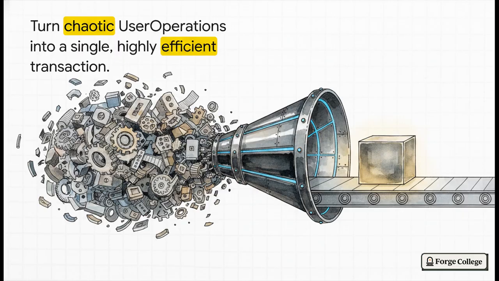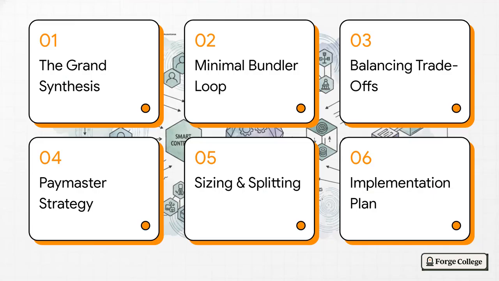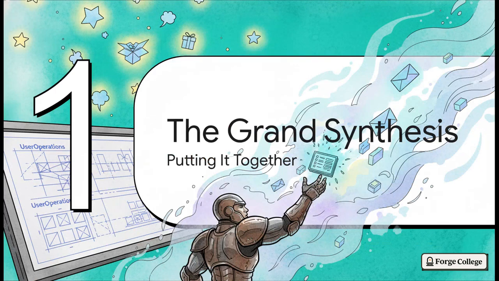We need to take this utter chaos of raw incoming user operations and funnel them into a sleek, incredibly cost-efficient machine. It's all about turning a messy backlog into a beautifully orchestrated, single on-chain submission. And here is our schematic for today. We're going to cover the grand synthesis, the minimal bundler loop, balancing the trade-offs, choosing a paymaster strategy, dynamic sizing and splitting, and finally, your implementation blueprint. Let's dive in. Section 1.